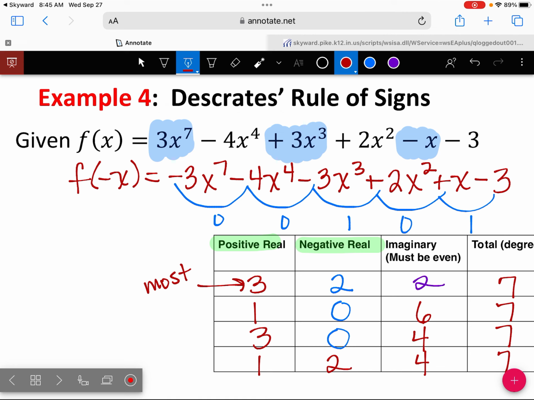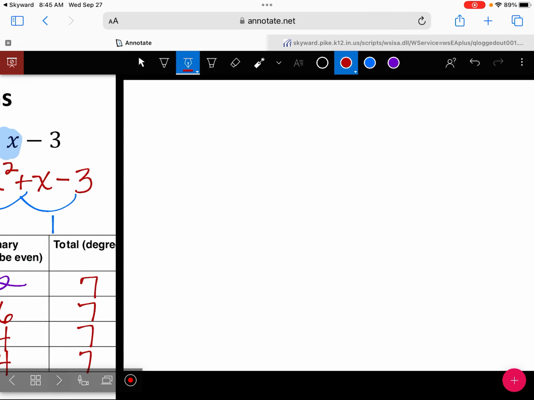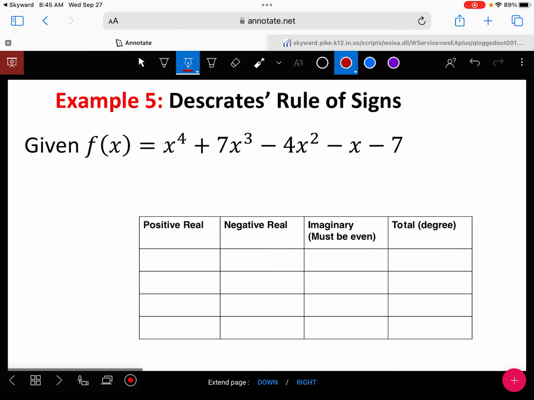All right, let's do one more and then we'll end there. This one is a 4th degree, so it should go a lot faster. All right, go ahead and copy that down.